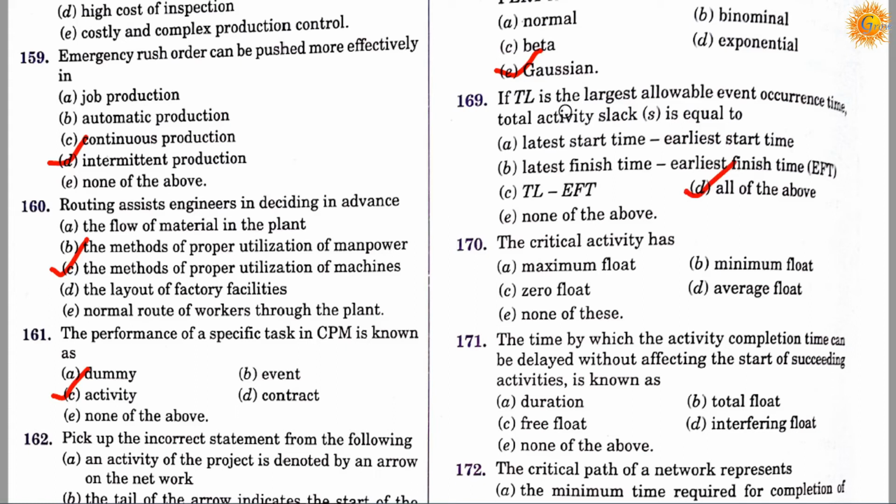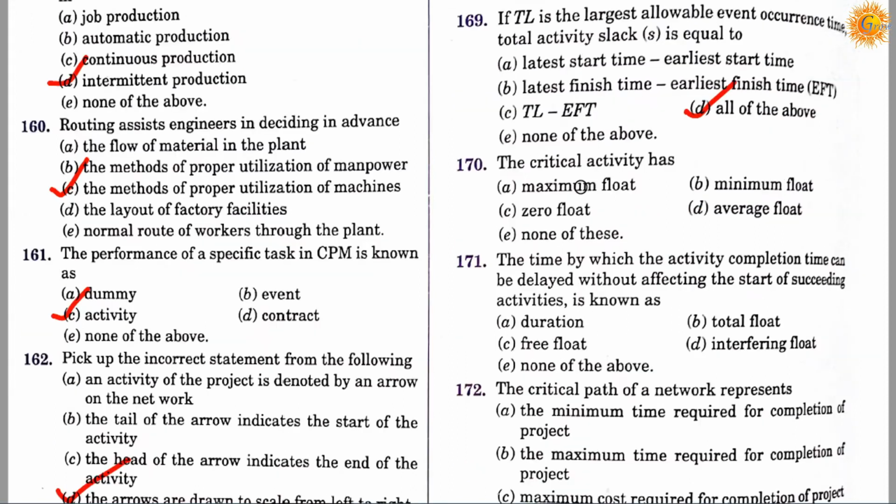If TL is the largest allowable event occurrence time and total activity slack S is equal to, then all of the above is applied. Question number 170. The critical activity has: option A, maximum float; option B, minimum float; option C, zero float; option D, average float; option E, none of the above. Correct answer is C. It has a zero float.